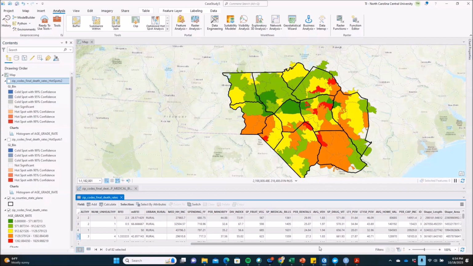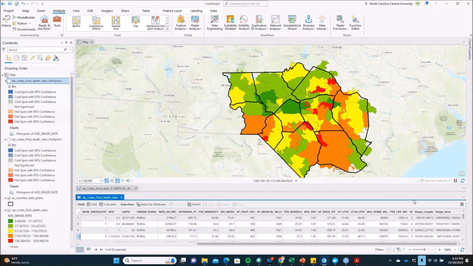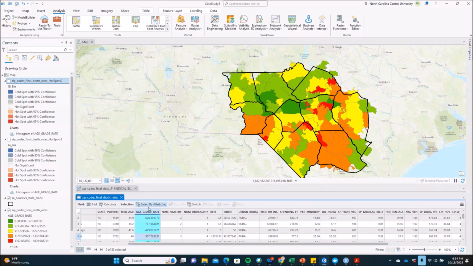But all right, so what we're going to do is run OLS to see if there's any relationships between these and this dependent variable. So our dependent variable is going to be age-graded cancer mortality, age-graded death rates, or whatever we're looking at here. And we're going to see which of these factors can explain those.